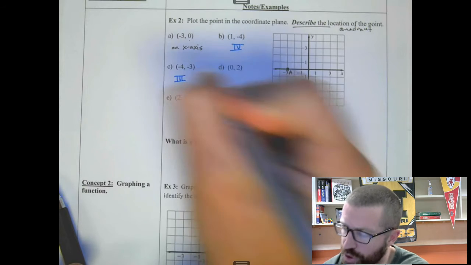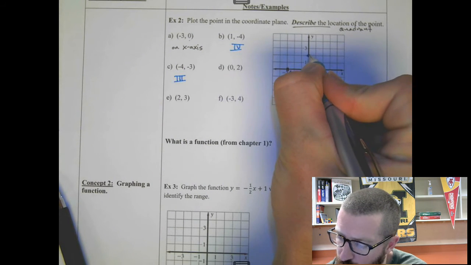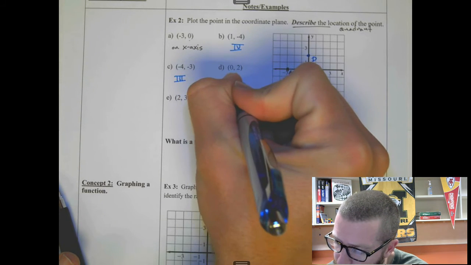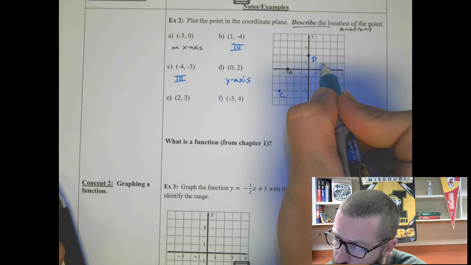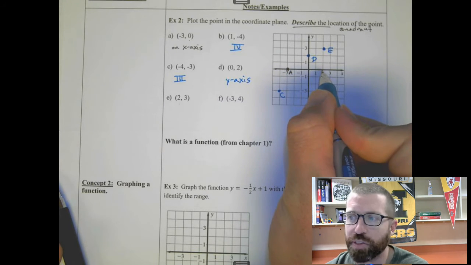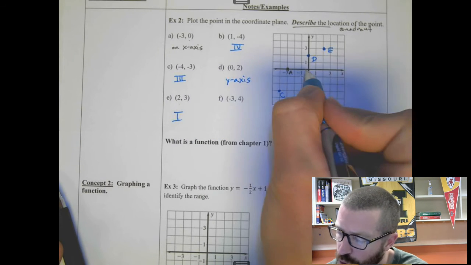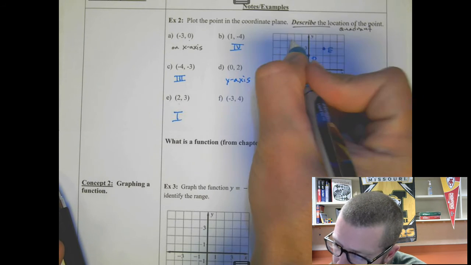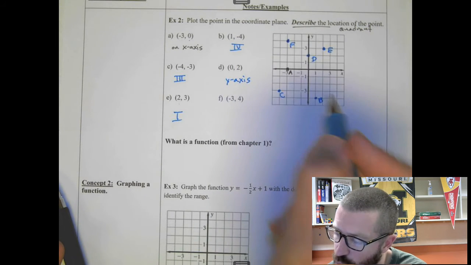And we're going to go a little quicker through these next few. So 0, 2, go left or right 0 and up 2. And go ahead and pause the video if you need a little more time. And this is on the y-axis. 2, 3 is right 2 and up 3. That's point E. And do not put that point in between. That's not there. It's not a thing. That's in quadrant 1. And then -3, 4. Start at 0, 0. Go left 3 and then up 4. And then you can put your point, and that is point F, and that is in quadrant 2.